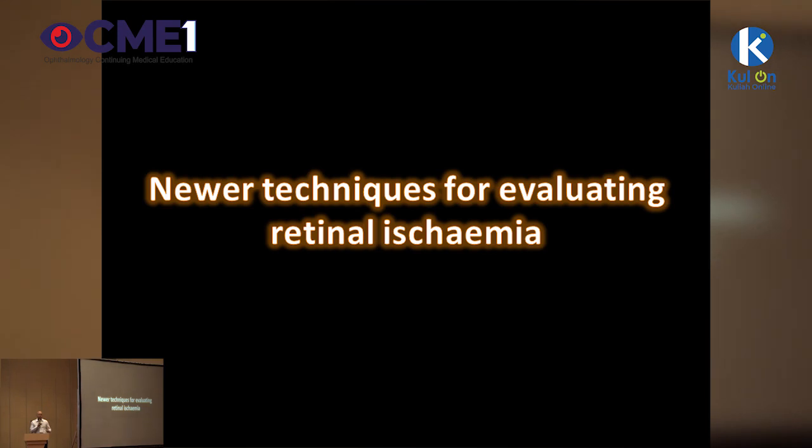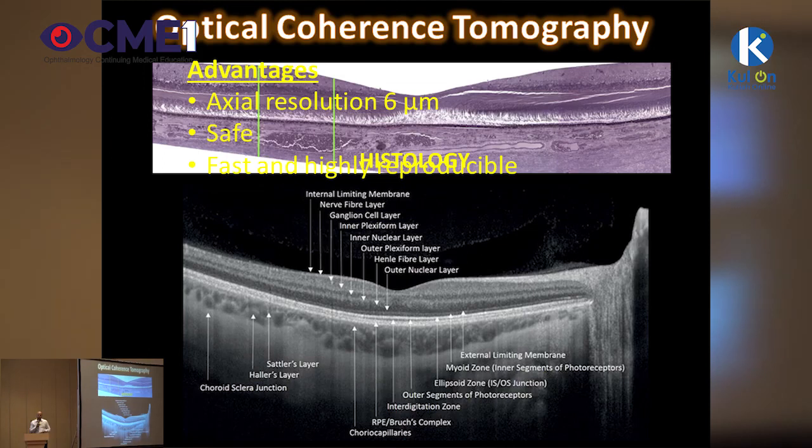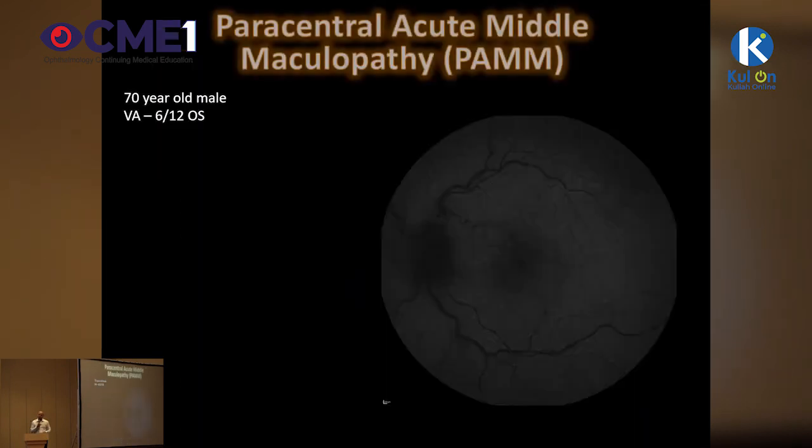So what are the new techniques for evaluating retinal ischemia? So OCT, I think, is the most important tool we have as a retina specialist or an ophthalmologist for examining the retina. If you compare the OCT to histology, you can see that it's remarkably similar. The advantages of OCT is that it is very fast, so it takes about 3 seconds to acquire an image. It's very safe, it's reproducible, and it's non-invasive. And this is what a typical OCT looks like.